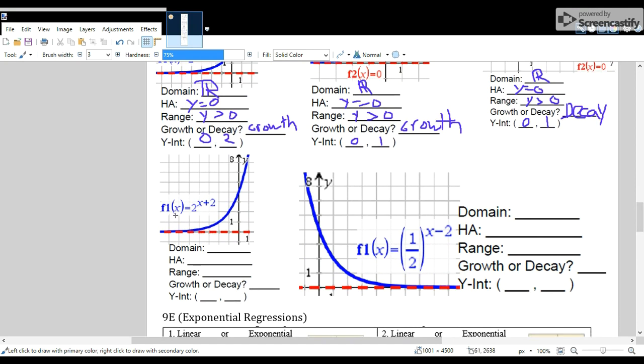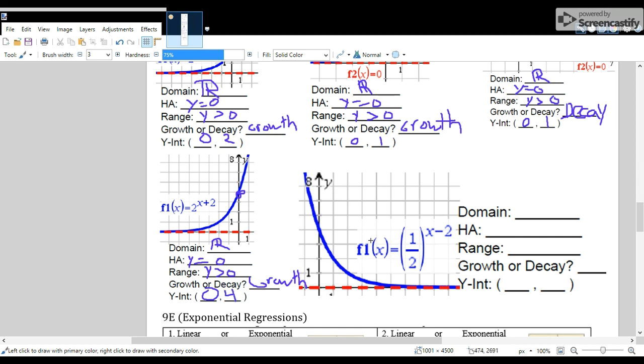On the next one, we have f of 1 of x equals 2 to the x plus 2 power. Domain is still all real numbers. Horizontal asymptote, y equals 0. The range, y is going to be greater than 0. The 2 is bigger than 1, so that's a growth. And the y-intercept, 0, 4.